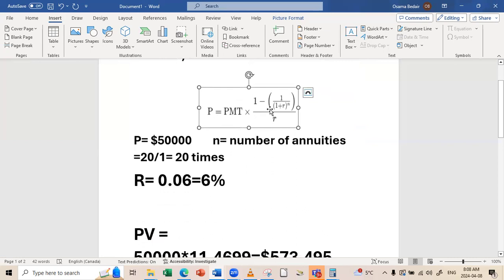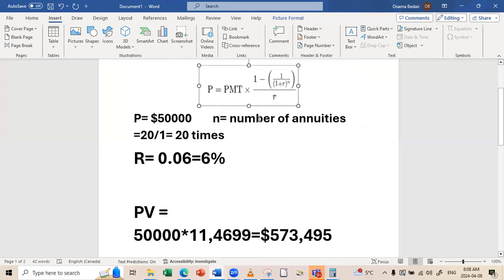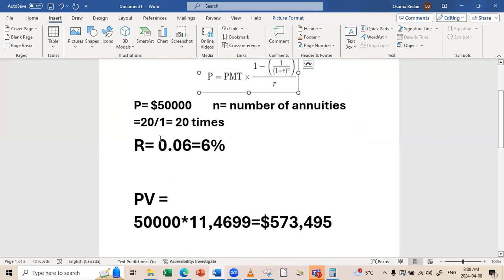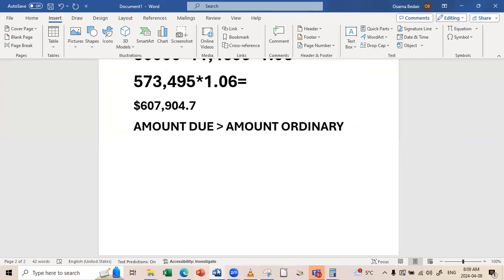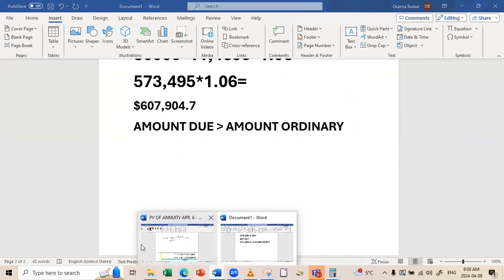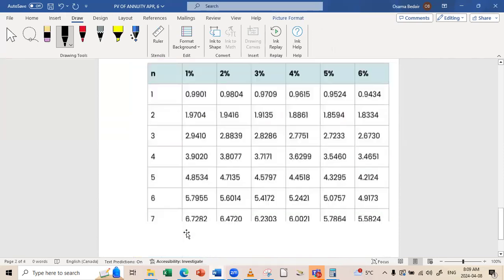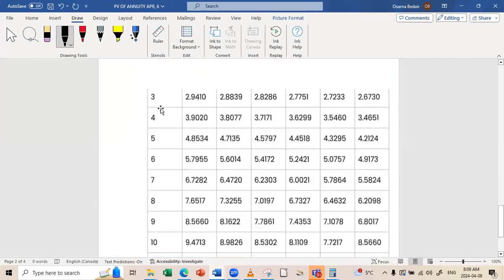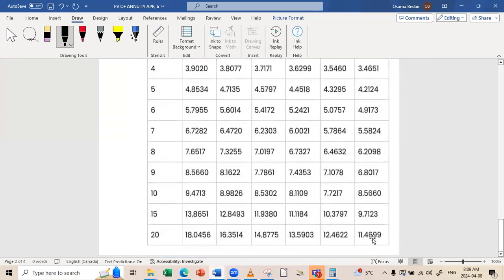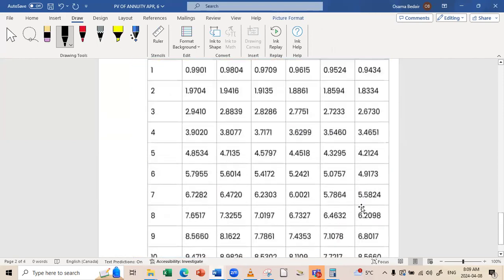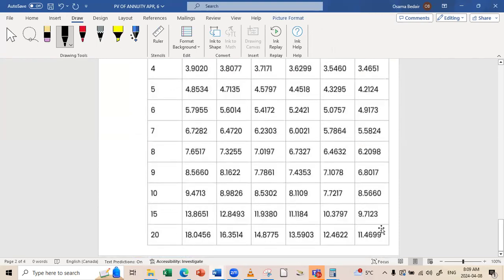Then instead of just multiplying and substituting in the formula, we go directly into the table. We need to see 6% for 20 years. How much will it make annuities? I go down into the tables. Here the tables are. I go to 20 years. This is N, the number of years. This column, the number of years, and I will go under 6%. This is the 6%. 6% and 20 years intersect here at 11.4699.